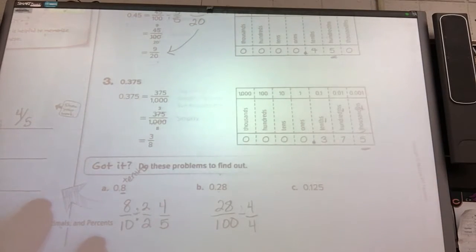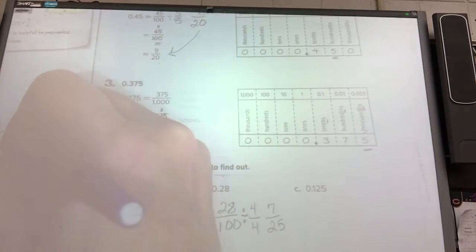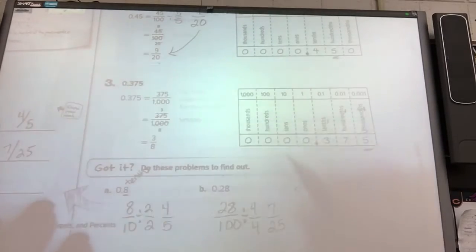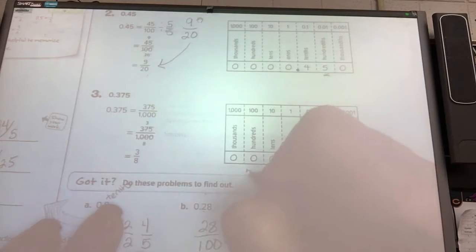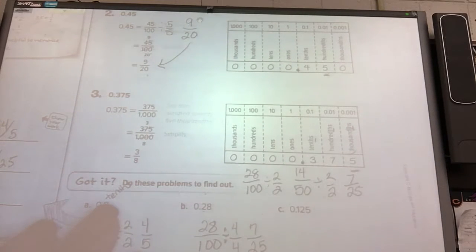Now, if you did dividing by 2, that's okay. You can just divide by 2 and then divide by 2 again. So I went 7/25. If you divided by 2, I'm going to go up here for a second: 28 over 100 divided by 2, you would have gotten 14 over 50, divided by 2 again, and you would have gotten 7/25. You would have gotten the exact same answer. All right, just a little bit of a longer step.